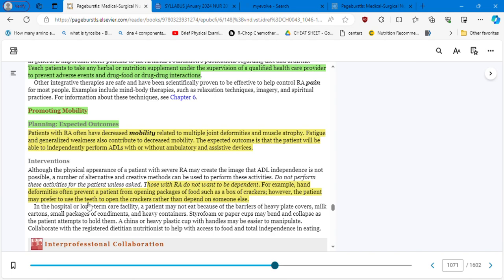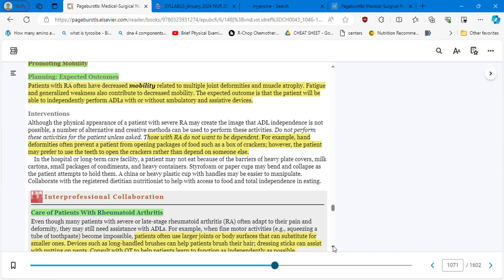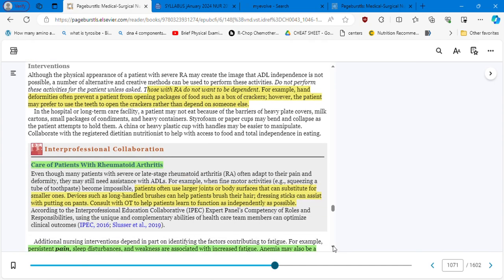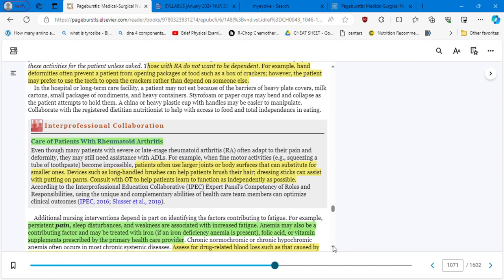For example, hand deformities often prevent a patient from opening packages or food, such as a box of crackers. However, the patient may prefer to use the teeth to open the crackers rather than depend on someone else. And that is when we nurses need to be compassionate, and we don't have to be judgmental. Okay, we need to support the patient in their decisions.